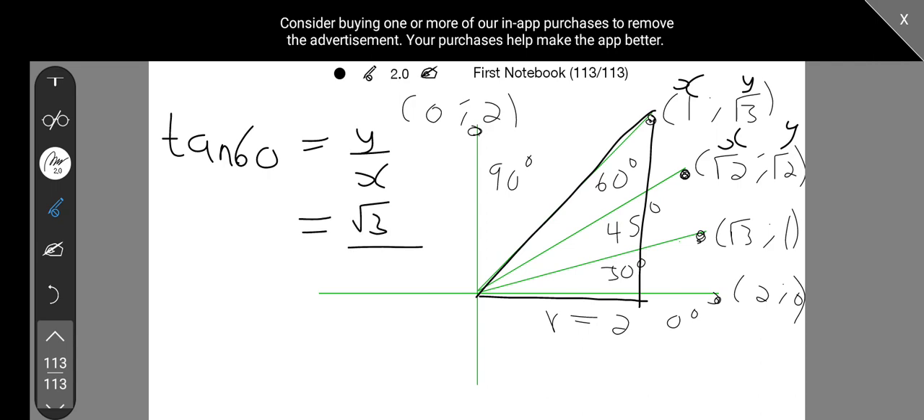And the value of x is 1, so the answer here is √3. So you don't have to cram it sometimes, just cram the diagram, and the diagram will be able to help you solve any special angle which you may want to solve.